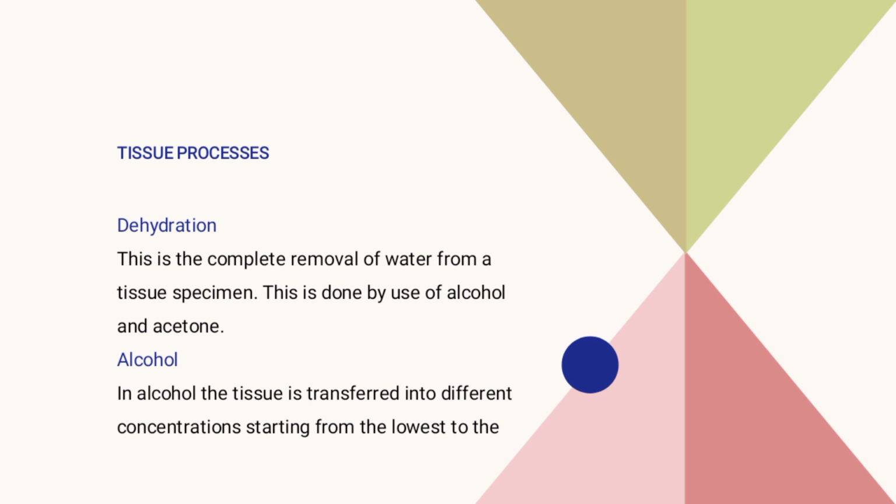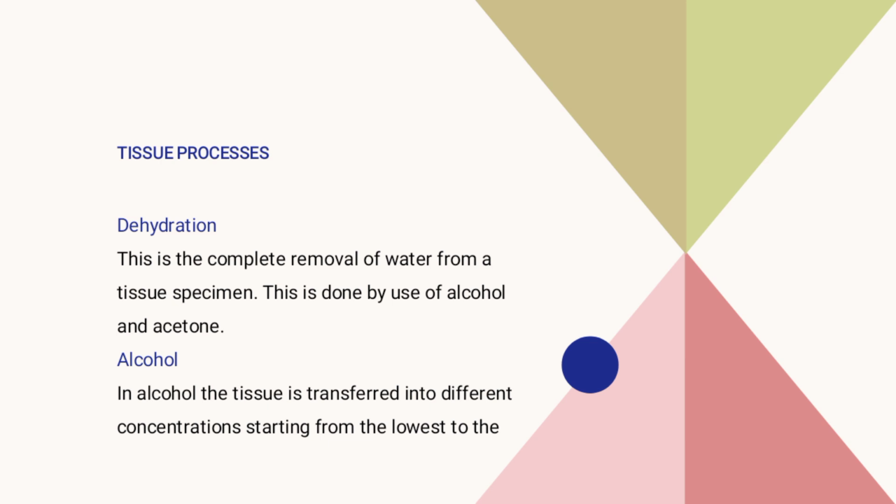Under tissue processes, the first process is dehydration. Dehydration is the complete removal of water from a tissue specimen. This is done by use of alcohol and acetone. Here we assume a tissue contains water, and therefore this water must be removed from the tissue to facilitate other subsequent processes. So this water is removed by the use of alcohol and acetone.